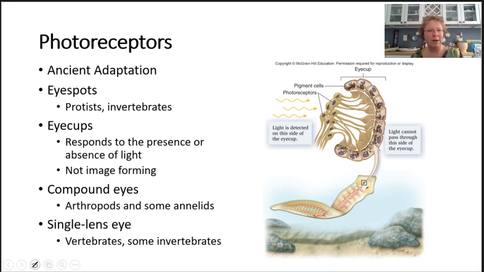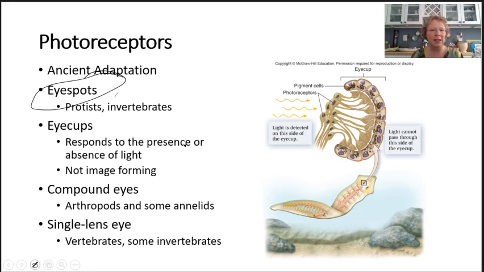We're going to focus on photoreceptors. This is an adaptation that is very ancient. It's shared by nearly all animals and a lot of other organisms, including protists. So the simplest organs for photoreception are eye spots. And we can find eye spots in a lot of protists and even some invertebrates like jellyfish.